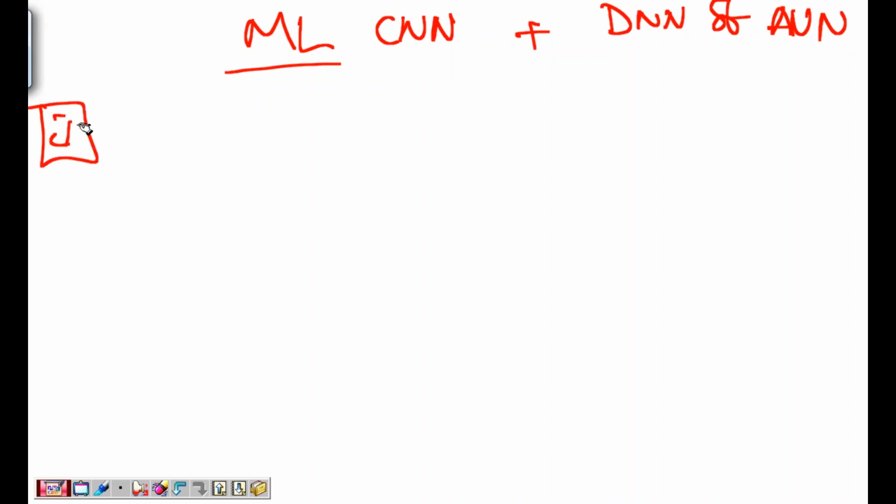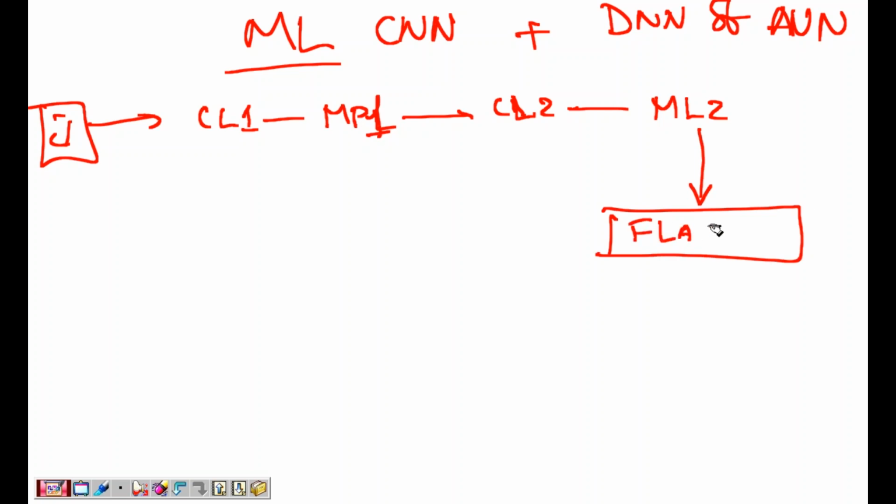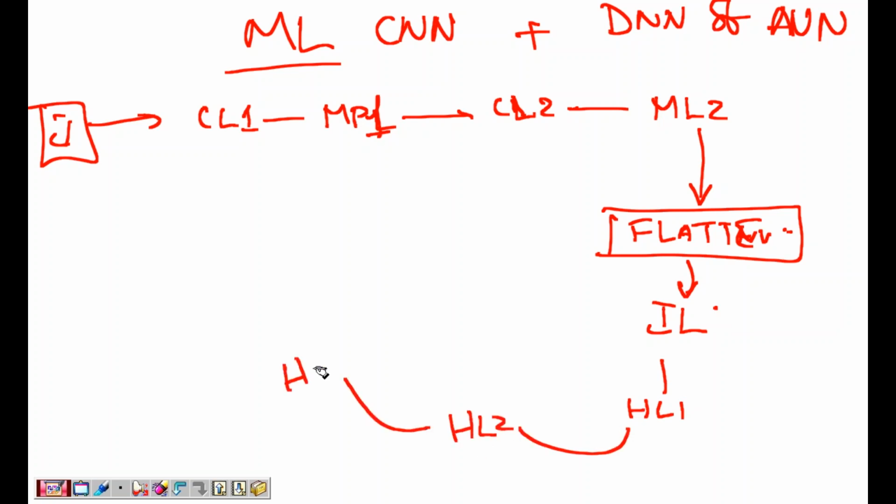Image to CL1, CL1 to max pooling layer 1. Again, this goes to CL2. This goes to max pooling layer 2. The content should be flattened. Flattened to ANN: input layer, hidden layer 1, hidden layer 2, hidden layer 3, output layer.